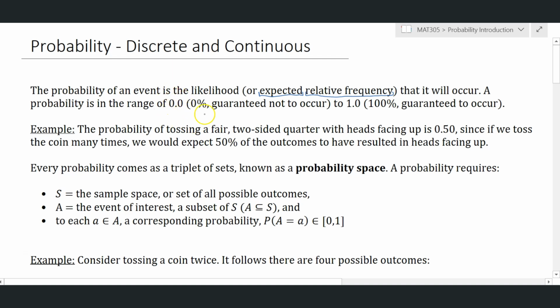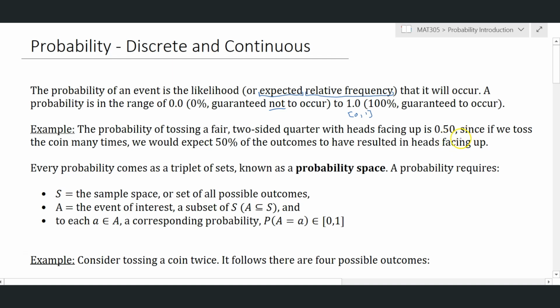So the range, this interval probabilities are defined on, is from 0 to 1. So we could write it as a mathematical interval. 0% or 0.00 would mean guaranteed not to occur, and 1.0 or 100% would be guaranteed to occur, and then there is, of course, that gray area between 0 and 1. So, for instance, the probability of tossing a fair two-sided quarter with heads facing up is 0.50.